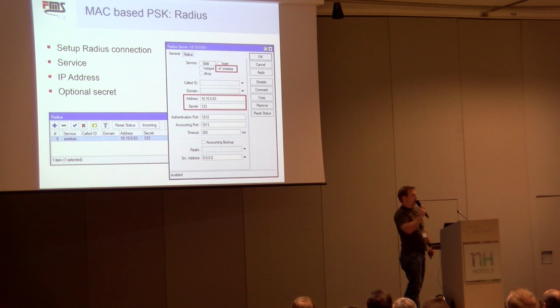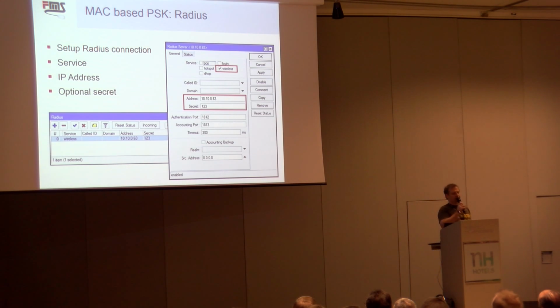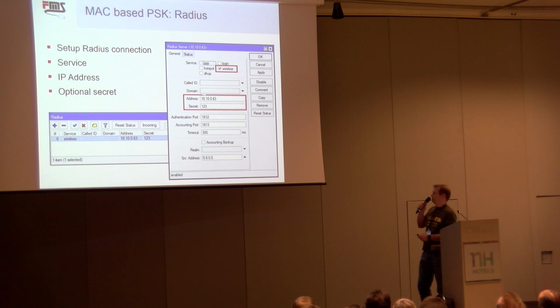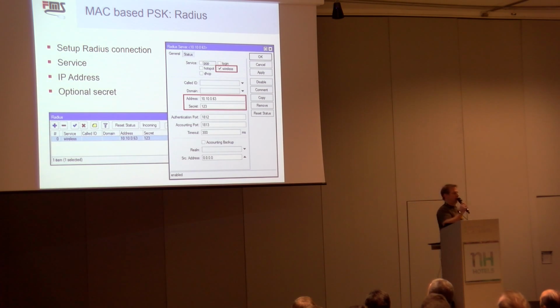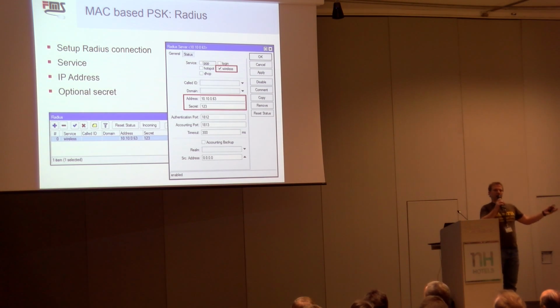To set it up, you will first have to name a RADIUS server on your CAPsManager. That is the typical configuration for RADIUS. You name its IP address, a secret. You check which services it should be responsible for. And then, the easiest setup, you simply run User Manager on the same device that you run CAPsManager on.